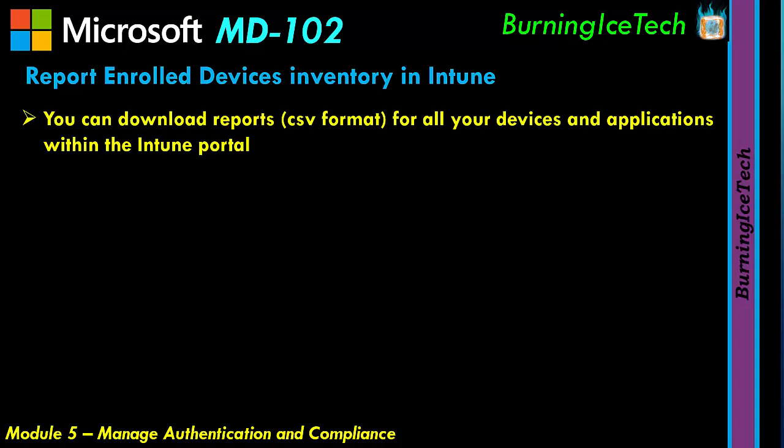Regarding all these fancy reports I keep talking about, you can download reports in CSV format for all devices and applications within the Intune portal, just in case you guys are wondering, since we are talking about Intune and inventory. You can go and download these reports in CSV format on the Intune portal, guys. You might just have to go and dig for it, but it is there. It can be done. It's definitely possible. So just mentioning that to you guys.